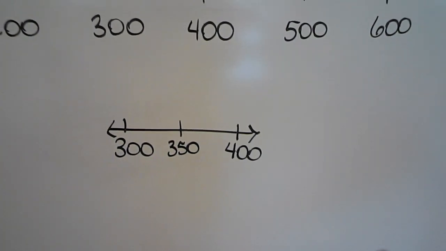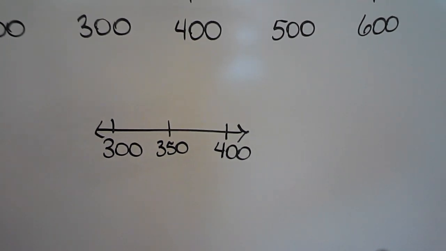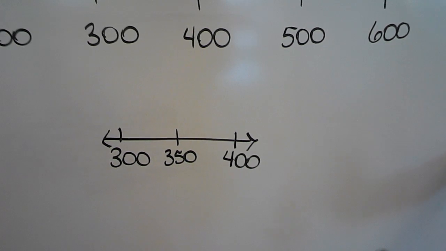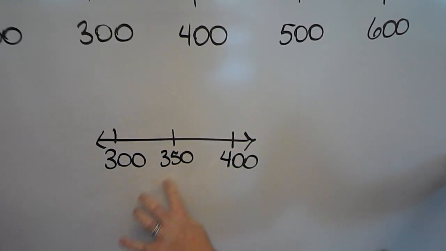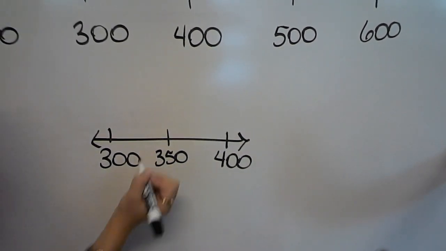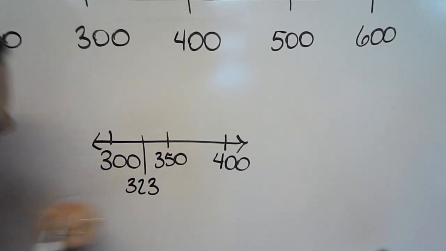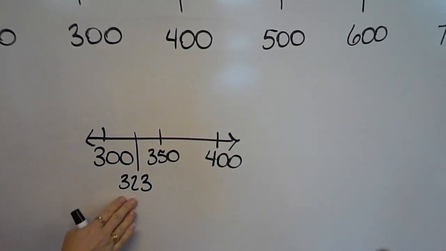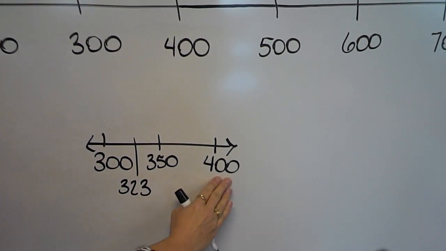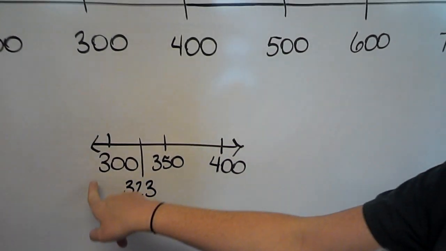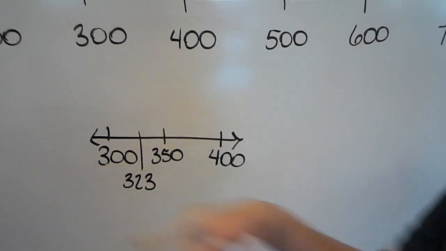And our number was 323. So is 323 before 350 or after 350? I know 320 comes before 350. Okay, so I'm going to put it down here so I have a little more room. 323. So do you think 323 would round to 300 or do you think it would round to 400? We haven't gotten to halfway yet, so it would be less jumps to jump back to 300.